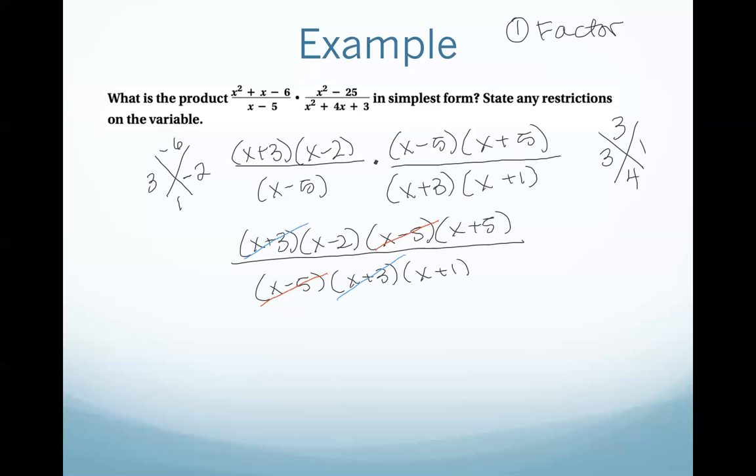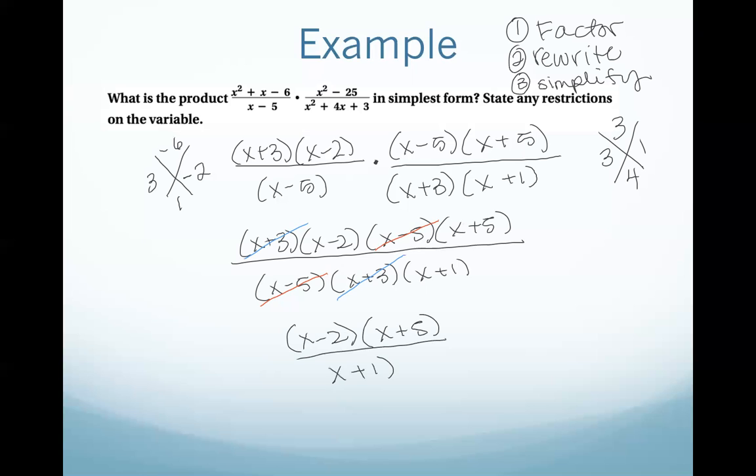So I factored completely first. I wrote it into a single fraction. Rewrite. And then finally, simplify. And so my final answer here is going to be x minus 2 times the quantity of x plus 5, all divided by the quantity of x plus 1.